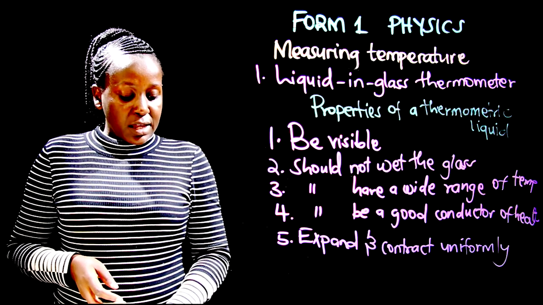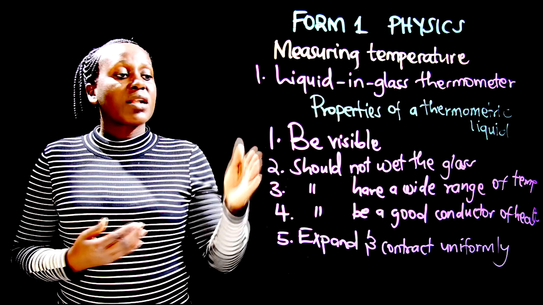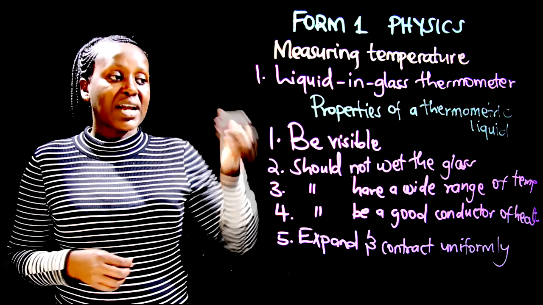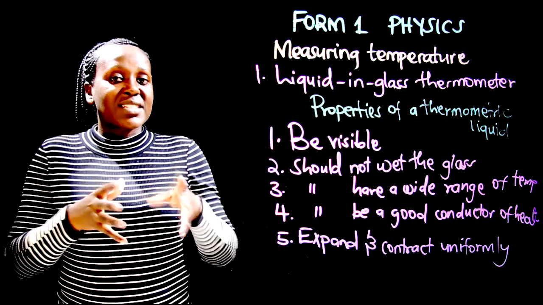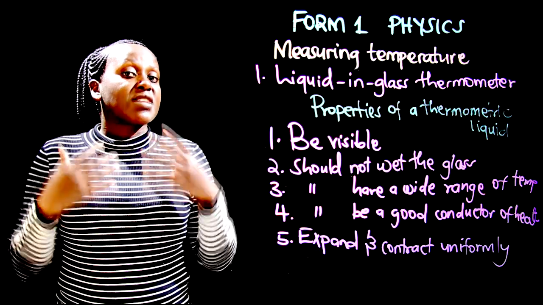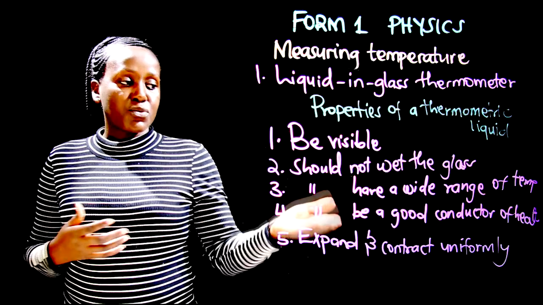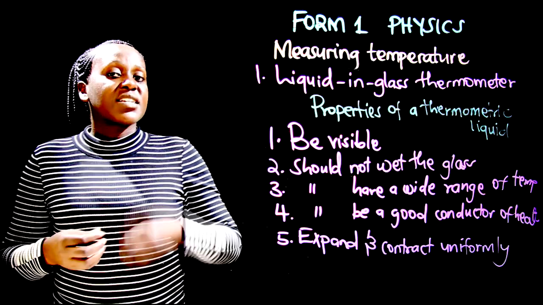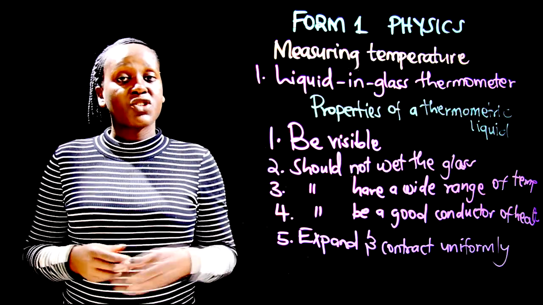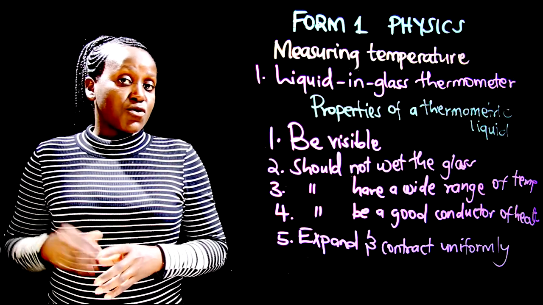In fact, alcohol has all these as disadvantages. It is not very visible, but color can be added to it. It slightly wets the glass. Its range of temperature is not as wide as that of mercury. It is not a good conductor of heat, and it has some slight irregularity when it comes to expansion and contraction, only that it is not as adverse as that of water.